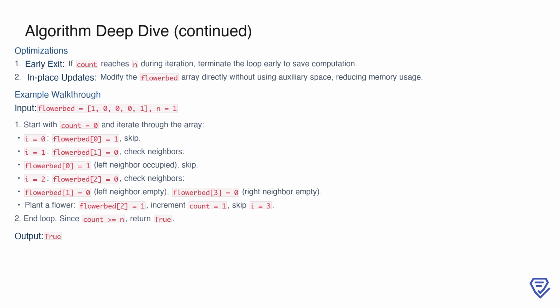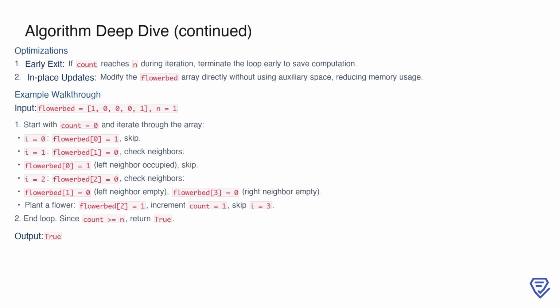To further optimize this solution, we make use of early exits and in-place updates. If the count of planted flowers reaches n during the iteration, we terminate the loop immediately, saving unnecessary computation. By modifying the flower bed array directly, we avoid the need for auxiliary space, which ensures the memory footprint remains low. Let's walk through an example to see this in action.